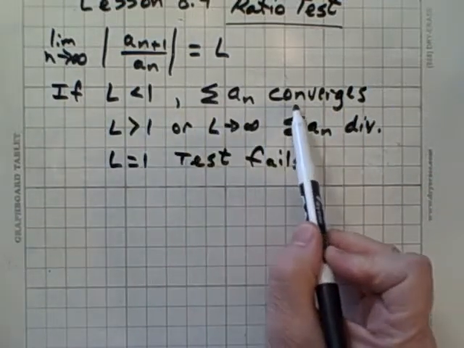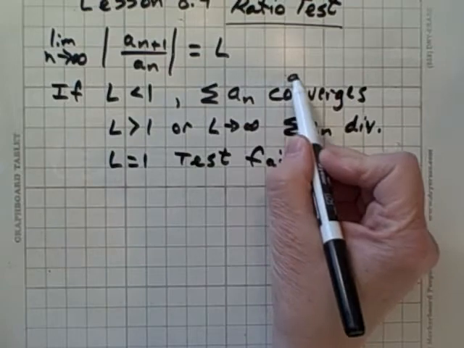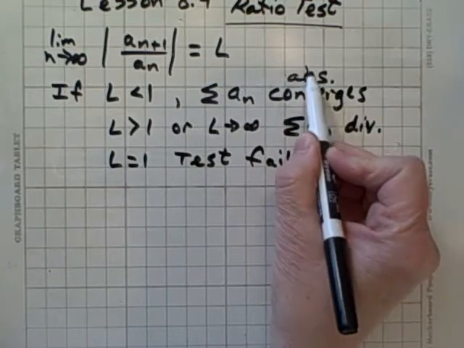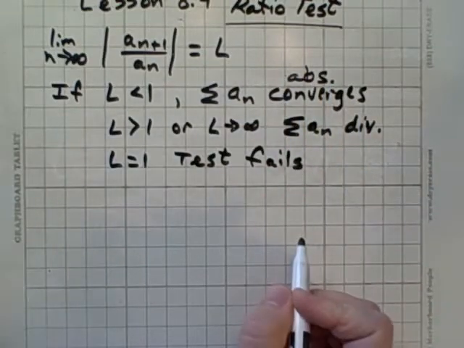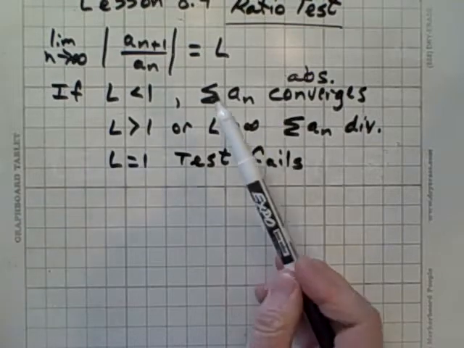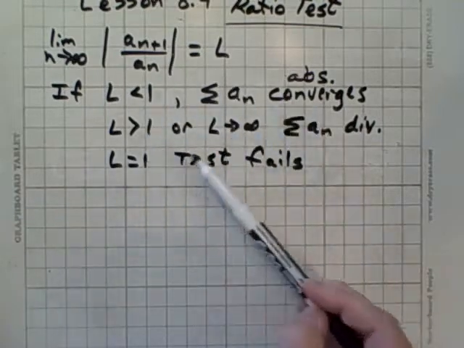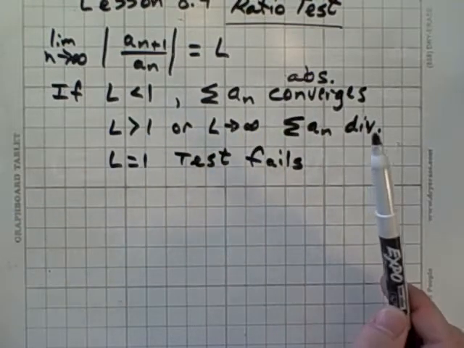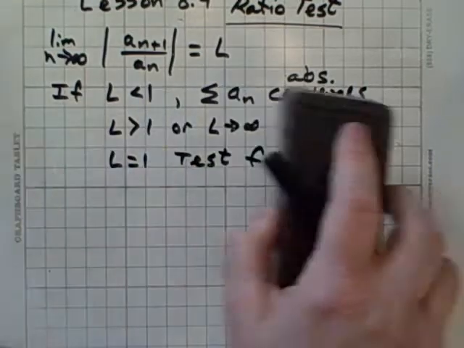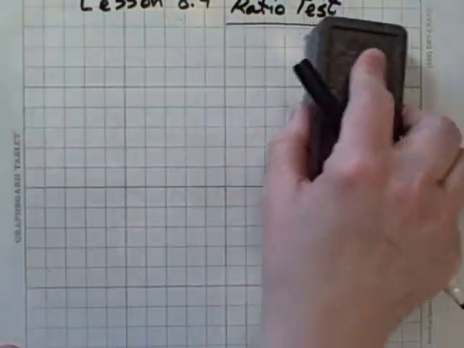By the way, when it does converge, that means that it converges absolutely and therefore converges. So when it asks in homework about absolute convergence, it does imply that you should do the ratio test. We'd like to do a couple of examples.